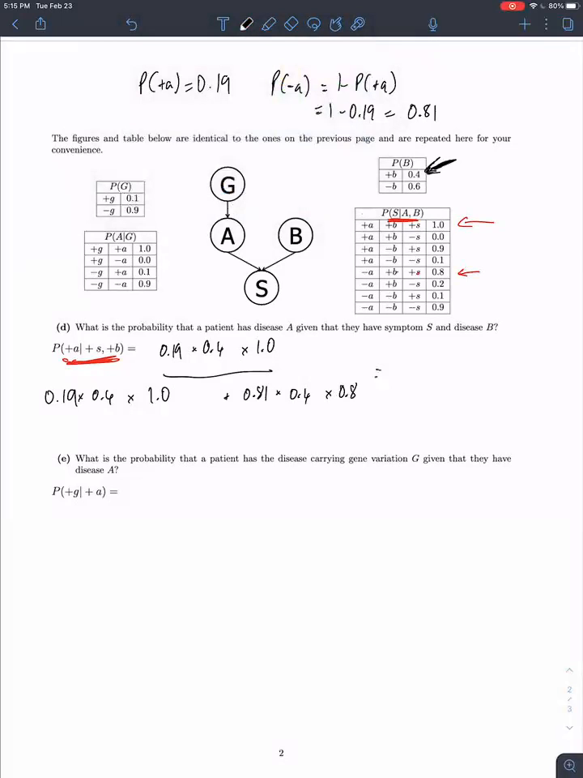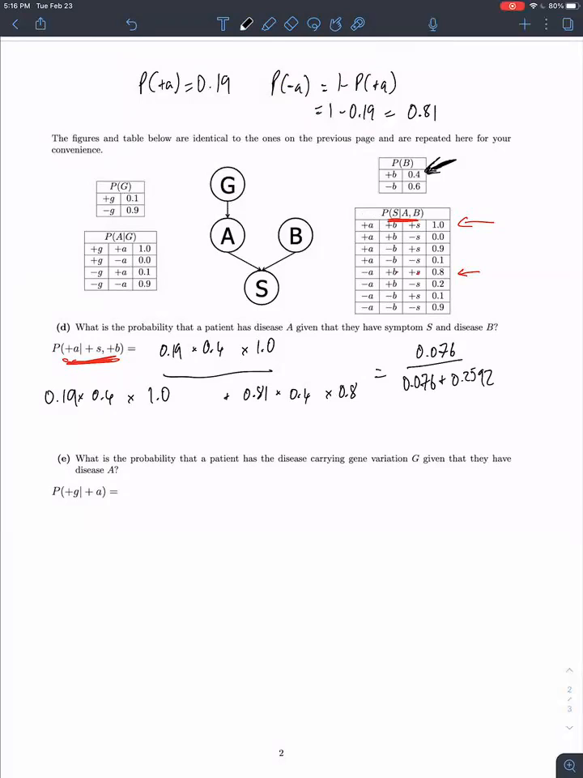All right, let's multiply this out. What's 0.19 times 0.4? The thing I have in front of me tells me that it's 0.076. And on the bottom, 0.076 again, plus 0.81 times 0.4 times 0.8. I'm told that's 0.2592. You could use a calculator, but I just have the results in front of me, so why not?